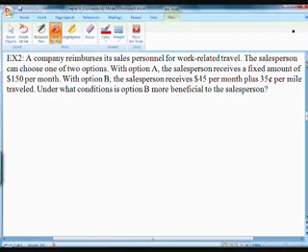It says a company reimburses its sales personnel for work-related travel. A salesperson can choose one of 2 options. With option A, the salesperson receives a fixed amount of $150 per month. With option B, the salesperson receives $45 a month plus 35 cents a mile traveled. Under what conditions is option B more beneficial to the salesperson than option A?